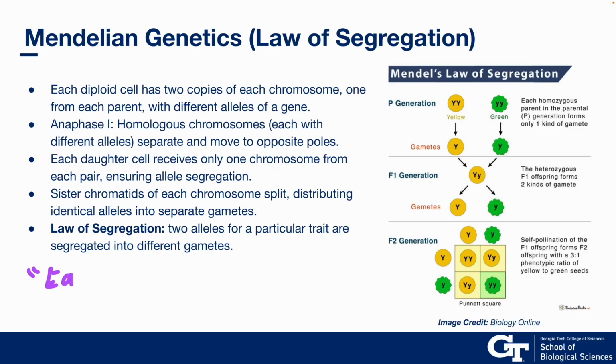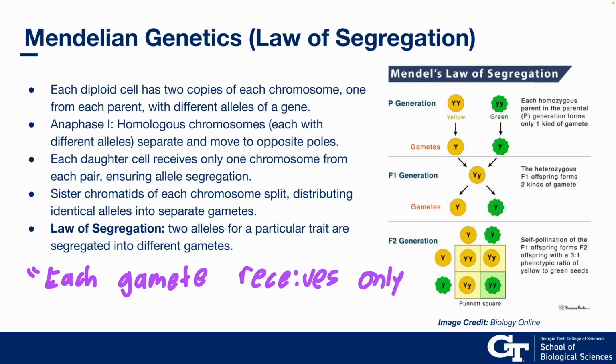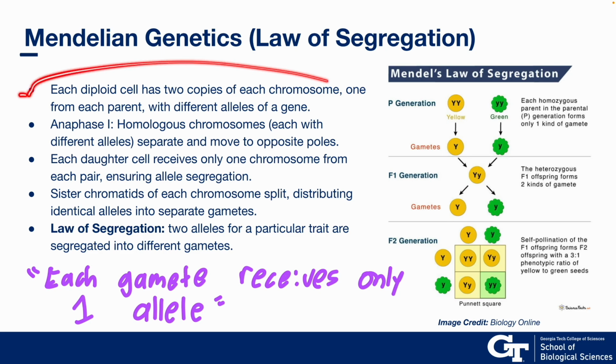So each gamete receives only 1 allele from each parent. That's what the law of segregation is saying. So once our parent cells go through that division process, we have the chromosome, the X, split and move to opposite sides, which means that when we divide and create daughter cells, the daughter cells are only going to receive 1 allele from each parent.